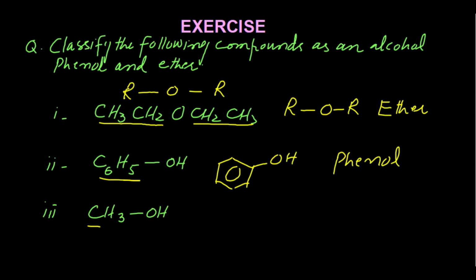Now the third compound which is given, we will see what is the nature of this compound. Here we have alkyl group R, attached with a hydroxyl group. When an alkyl group is attached with a hydroxyl group, then the functional group is known as alcohol. So the third compound is alcohol. I hope this is clear to you, students.